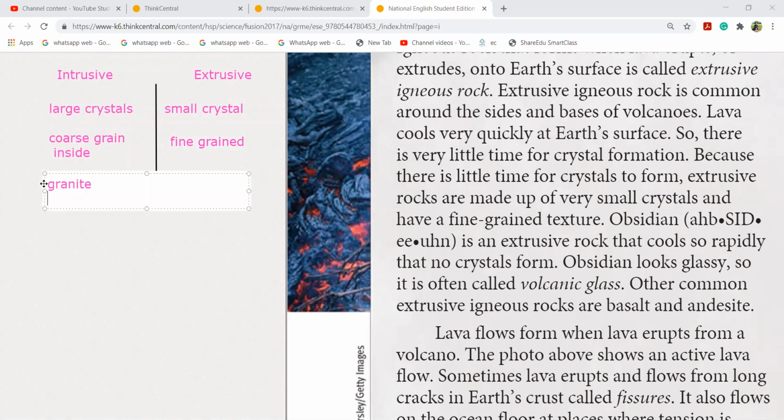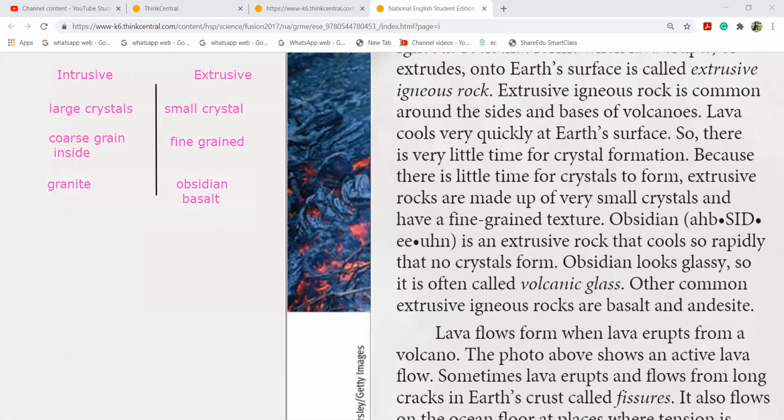Here the example was granite, and here you have an example of obsidian, or it's also called volcanic glass. It just looks like a glass, guys. And the other example of extrusive is basalt.